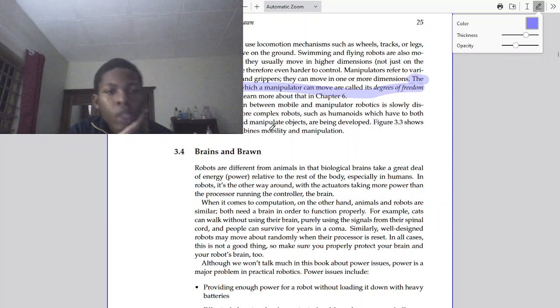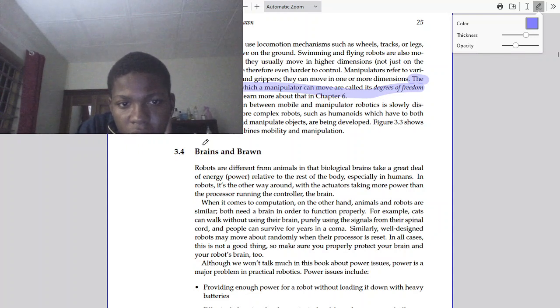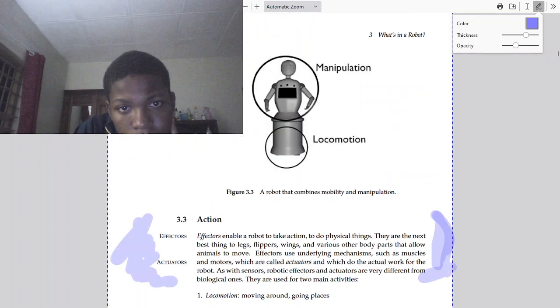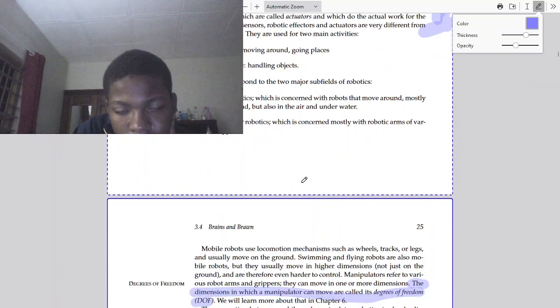The separation between mobile and manipulator robotics is slowly disappearing as more complex robots such as humanoids, which have to both move around and manipulate objects, are being developed. Just like humanoids. I read humans, my bad. Figure 3 shows a robot that combines mobility and manipulation. Up here is supposed to be manipulating, like touching and picking up stuff. Down here are the wheels for moving, and you can rotate all that.